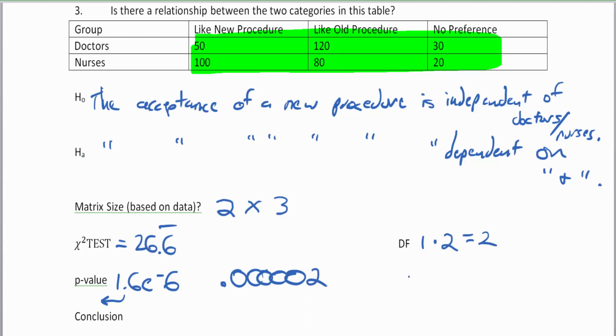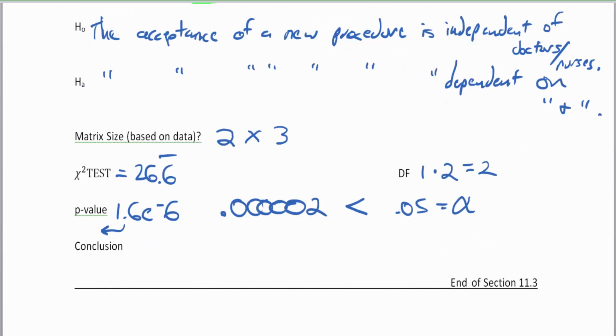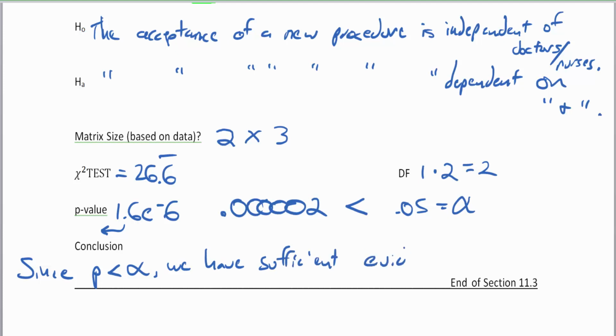This is definitely less than alpha, the 0.05, which is equal to the alpha, because no alpha was given in the problem. Blam blam, it's less than, so our conclusion, like the problem above it, is since the p is less than alpha, we have sufficient evidence to reject the null hypothesis.